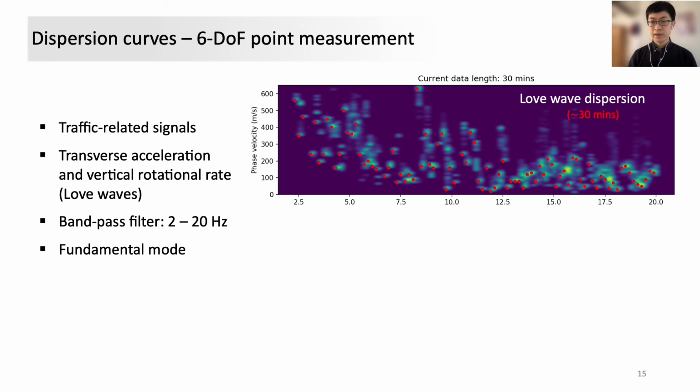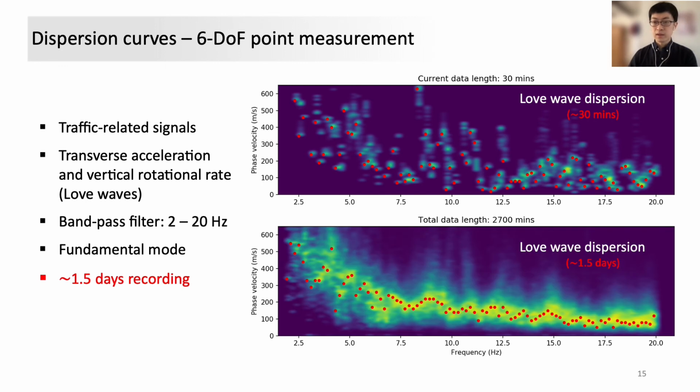Thus, the estimated phase velocities can be very scattered, as shown in the upper panel with a short limited period of data. After processing a longer period of data, here, in this example about 1.5 days of recordings, the stacked result shows much more stable and evident dispersive phase velocities. 1D velocity models can be inverted afterwards to characterize the near-surface structures.